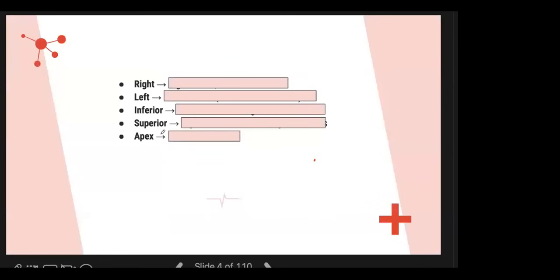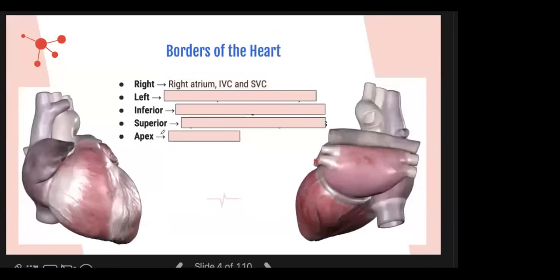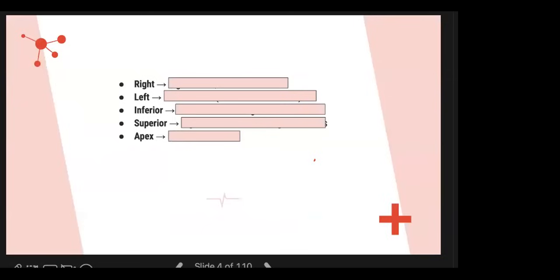Okay, so right here we have some questions. We're going to talk about the borders of the heart. So can anyone tell me what the right border of the heart is? It's going to be the right ventricle. The right border of the heart is what is lying essentially lateral to the lungs, or right beside the lungs. So when we talk about the right border, the right ventricle does somewhat create that border. However, it's actually the right atrium.